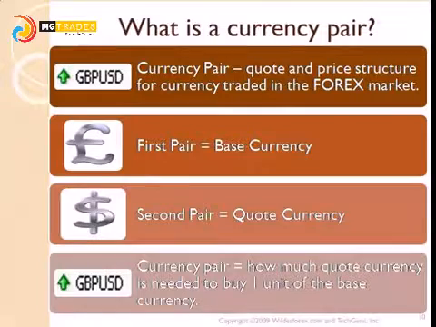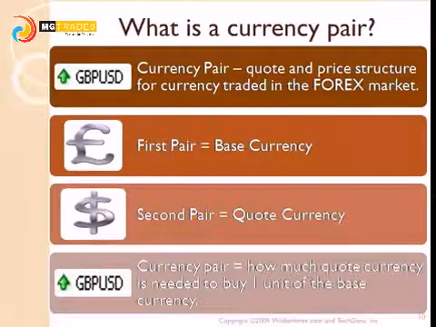What is a currency pair? A currency pair is the quote and price structure for currency traded in the Forex market. The currency pair value is determined by its comparison to another currency. The first currency is the base currency. The second currency is the quote currency. A currency pair is how much quote currency is needed to buy 1 unit of the base currency.